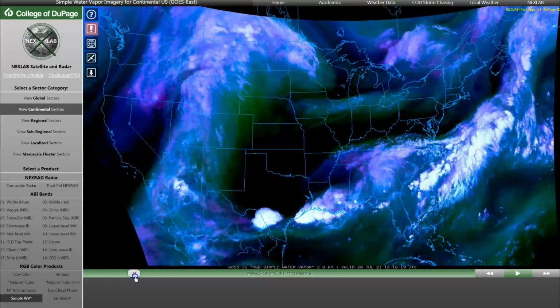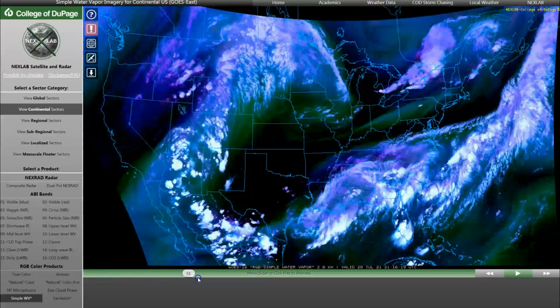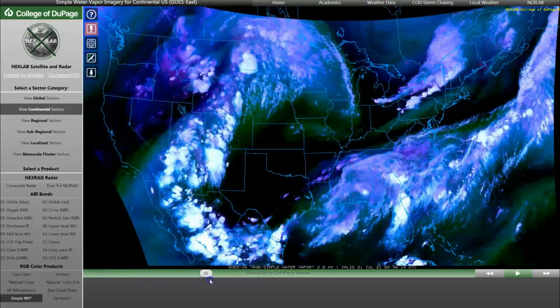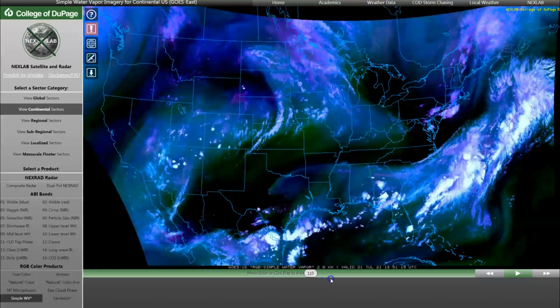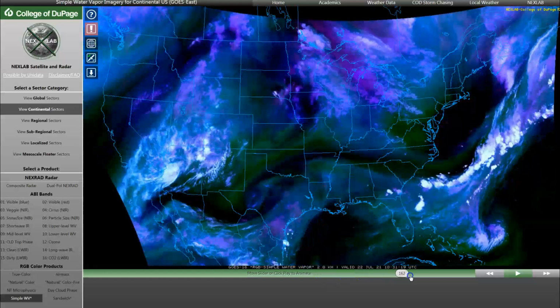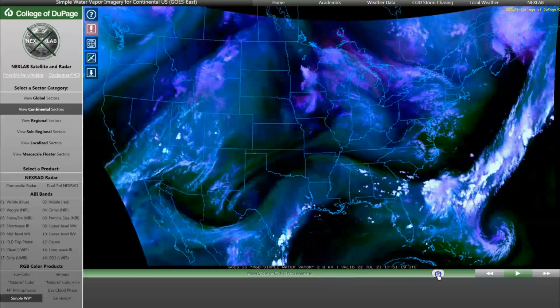Just an incredible view from a meteorological perspective here. This is incredible to see this kind of scenario play out in the monsoon season beginning, and it's incredible to just see this.